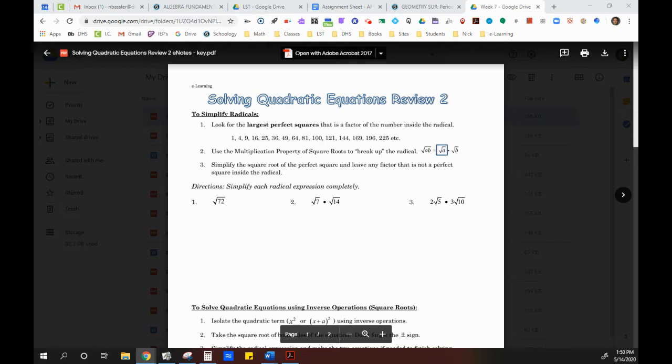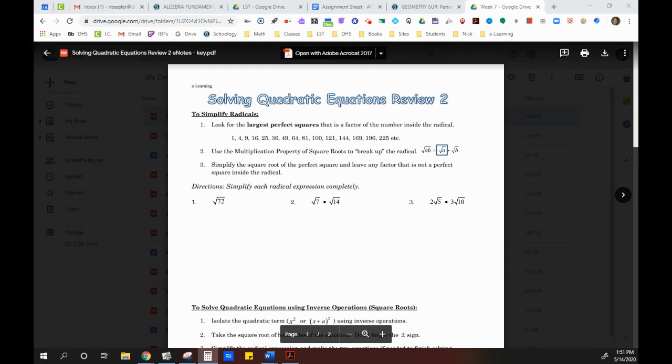Sometimes we have to use that multiplication property the other way as well, where we smash some things together. So we have the square root of 72 here, which means we need to break this up. To figure out what number to break 72 into, we're going to use a calculator and those perfect square numbers.